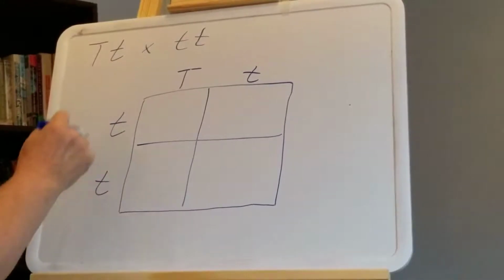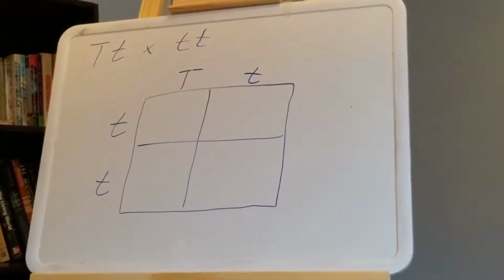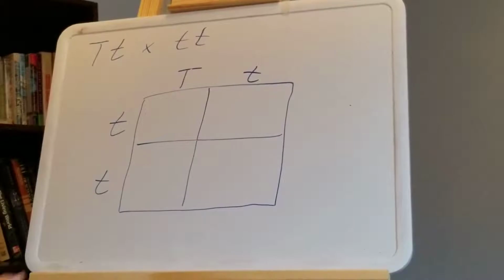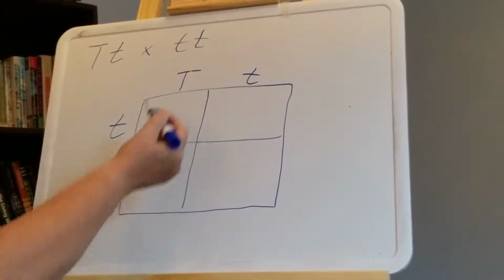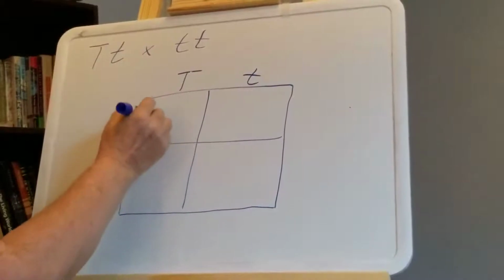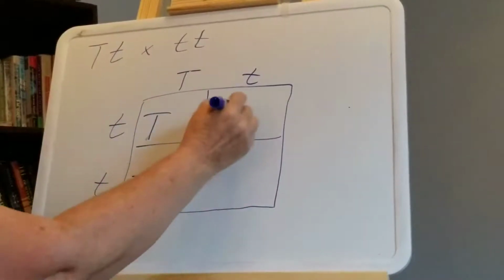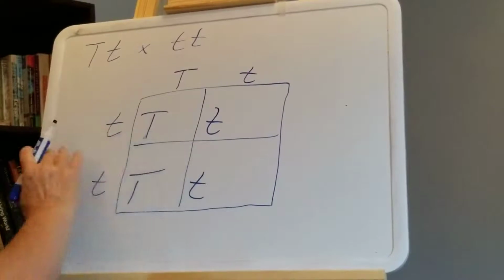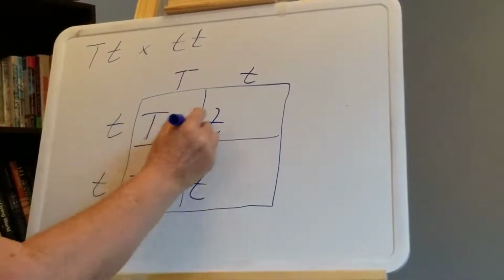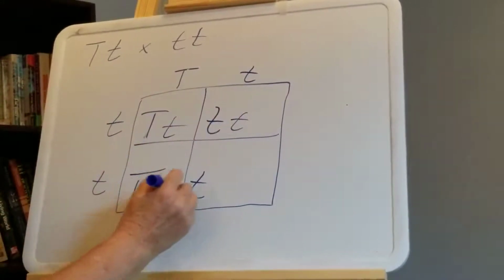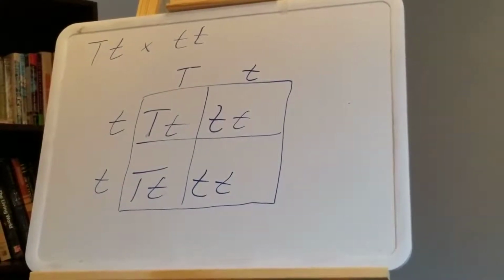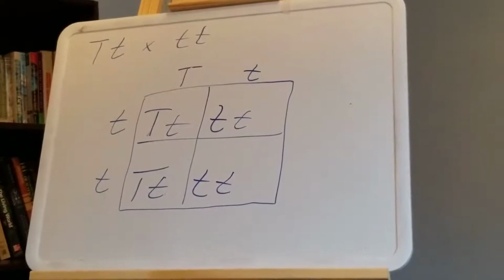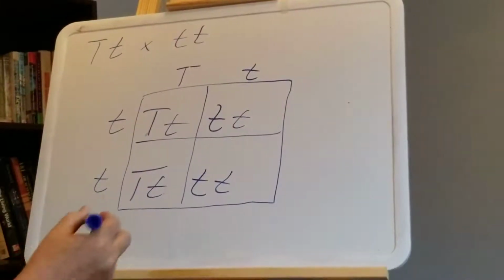Great, so you have one parent on the side, one parent on top. How do you figure out what the offspring are? Well, the offspring are going to be in the boxes. And to fill in the boxes, all you do is you bring the columns down and then bring the rows across. So in this example, if I were to ask, what is the genotype? You look at the letters.